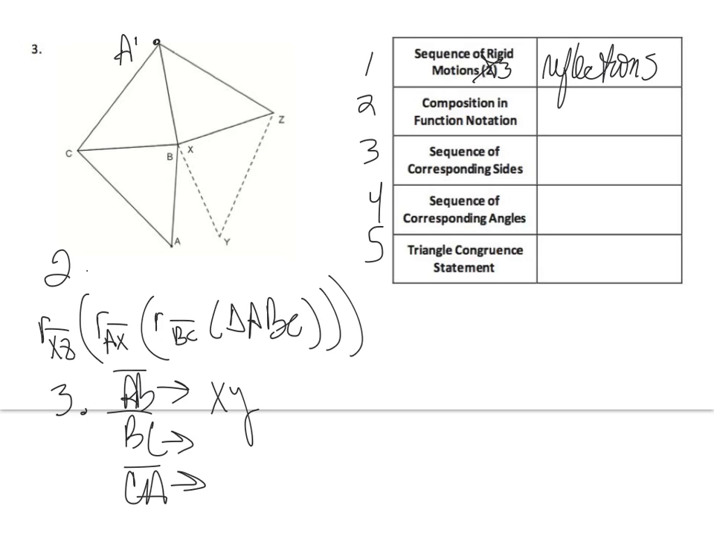BC, so here it is, it reflects on itself, and then it goes over here, and then it reflects on itself. So BC would go to XZ. And lastly, CA over here. So CA reflects up here, then it reflects over here, so that's C, and then down here. So CA goes to ZY.